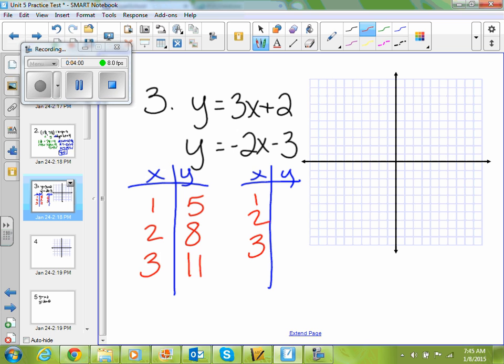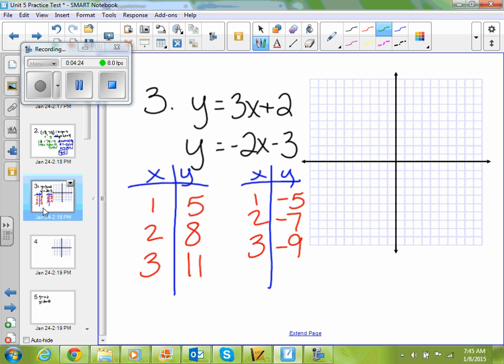Okay, then for my second equation, if I plug in 1, -2 times 1 is -2. Negative 2 minus 3 is -5. I plug in 2, -2 times 2 is -4. Negative 4 minus 3 is -7. If I plug in 3, -2 times 3 is -6. Negative 6 minus 3 is -9.